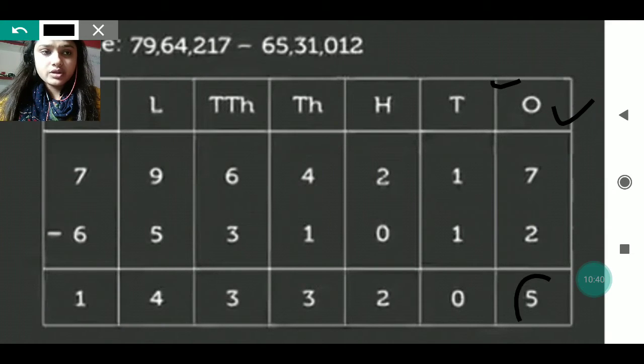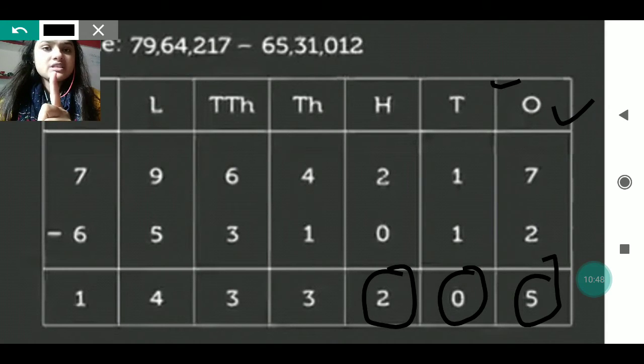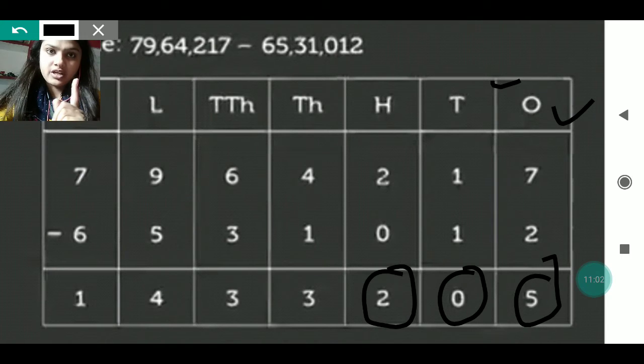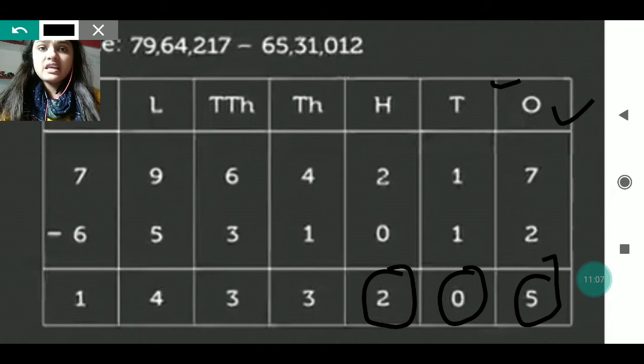7 minus 2, 5. 1 minus 1, 0. 2 minus 0, 2. Because when any number is subtracted with 0, we get the number itself. 2 minus 0 is 2, 9 minus 0 is 9, 10 minus 0 is 10. So we get the same number if we are subtracting any number with 0. And if we are subtracting the number by itself, like 1 minus 1 is 0, 2 minus 2 is 0, 3 minus 3 is 0. So when we are subtracting the number by itself, we get 0.